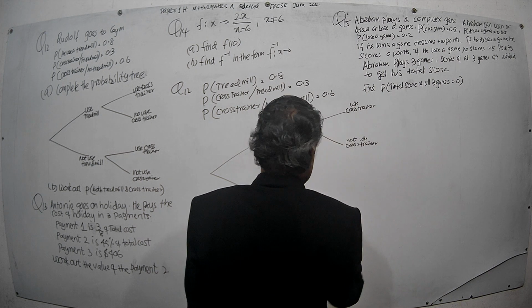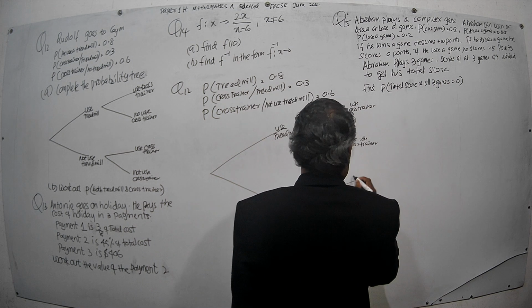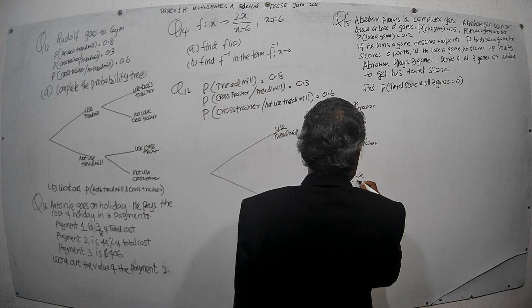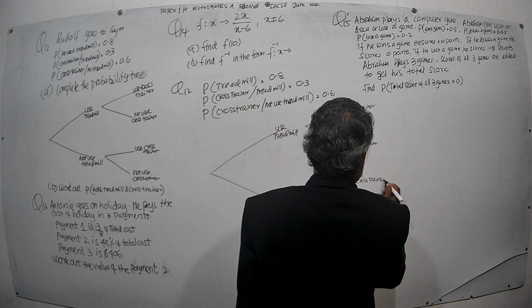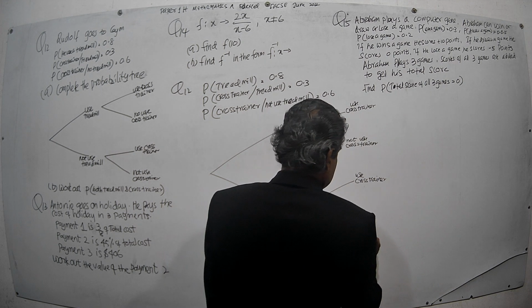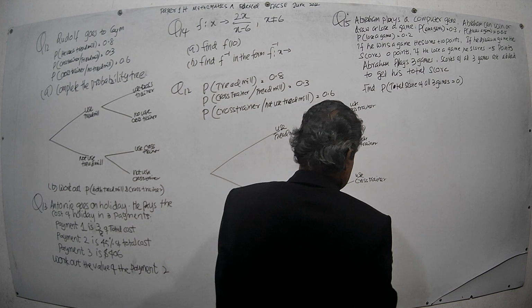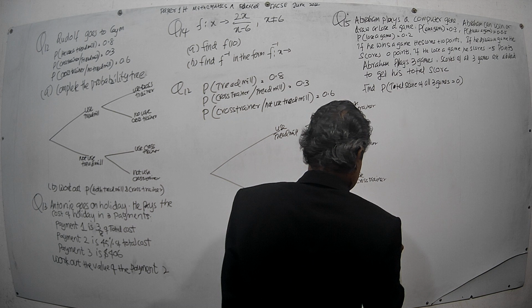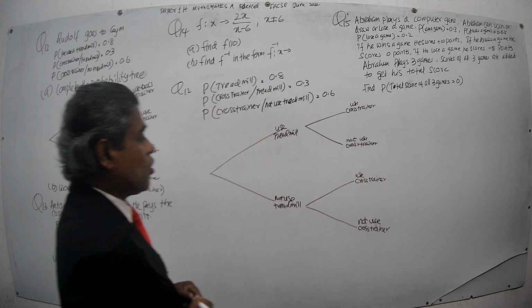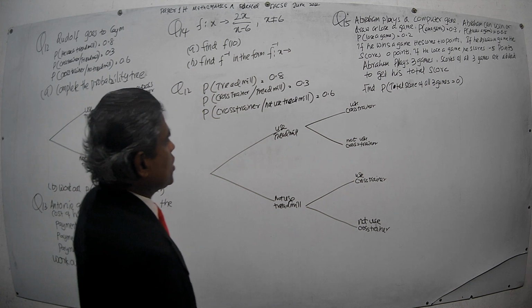Then for this branch also, if he does not use the treadmill, he may use the cross trainer. Use cross trainer, not use cross trainer, right? Okay. Then we will put the probabilities in.